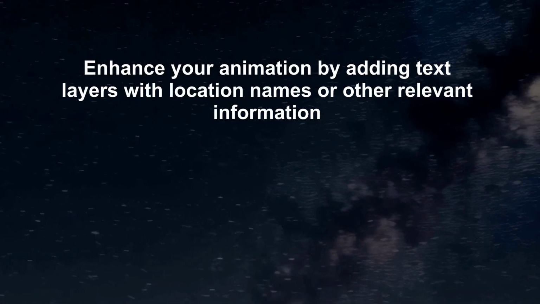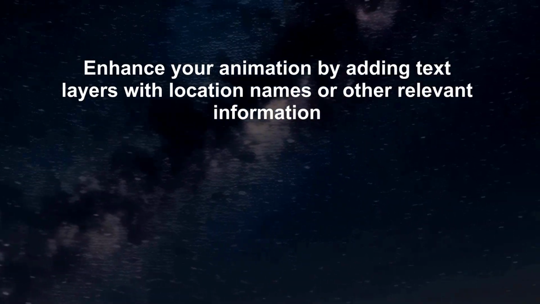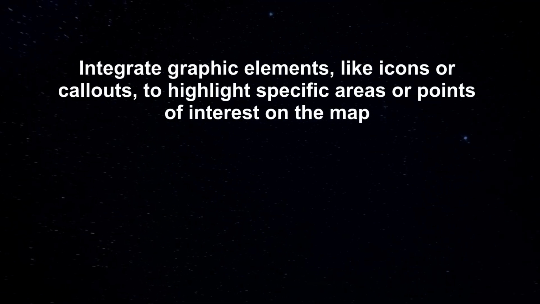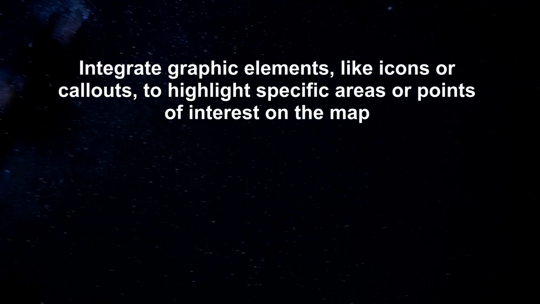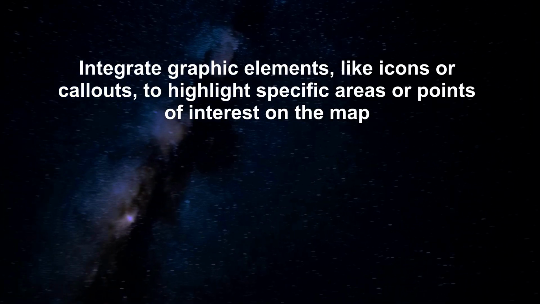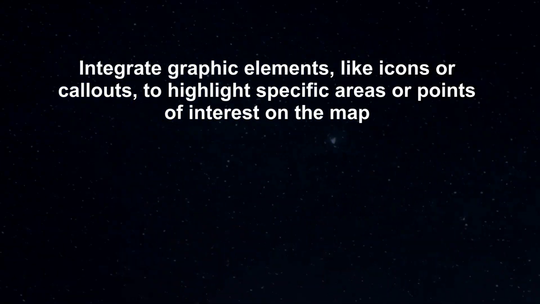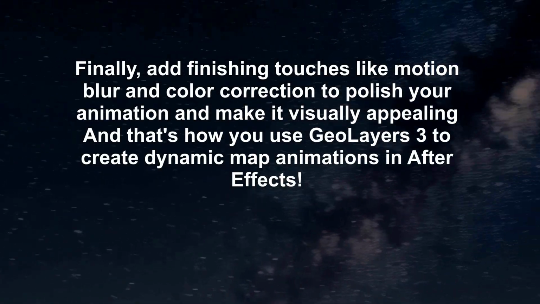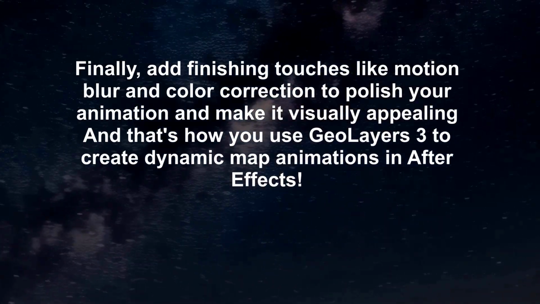Enhance your animation by adding text layers with location names or other relevant information. Integrate graphic elements like icons or callouts to highlight specific areas or points of interest on the map. Finally, add finishing touches like motion blur and color correction to polish your animation and make it visually appealing.